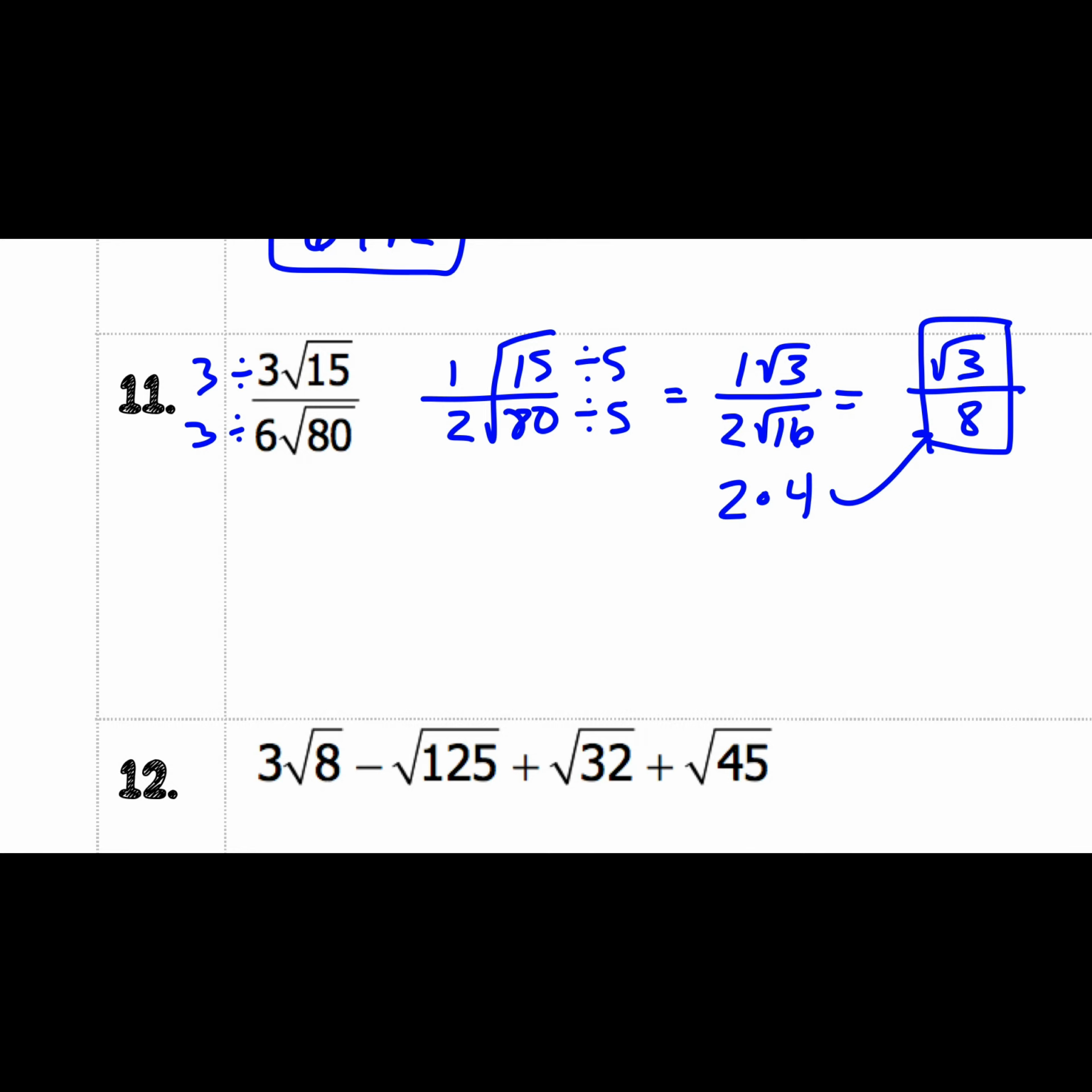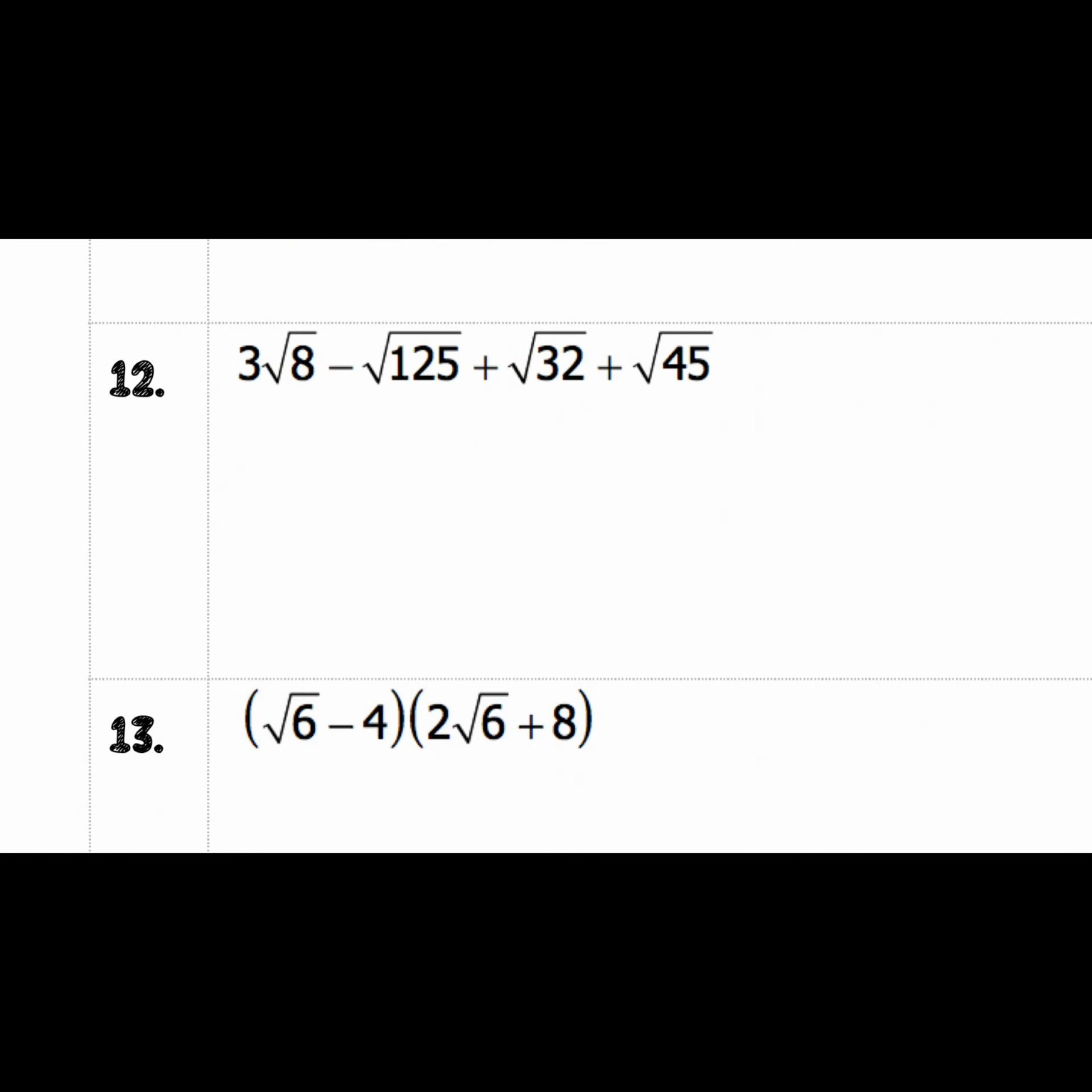Let's take a look at problem number 12. So I know the 8 can be broken down as 4 times 2. So we have 3 times the square root of 4 times the square root of 2. The square root of 4 is 2, so I get 3 times 2 square root of 2, which is 6 square root of 2. Okay, looking at the 125, this is 25 times 5. So I take the square root of 25 and the square root of 5. I know the square root of 25 is just 5, so I have negative 5 square root of 5.